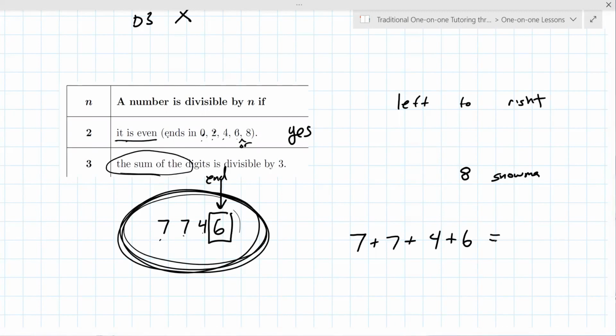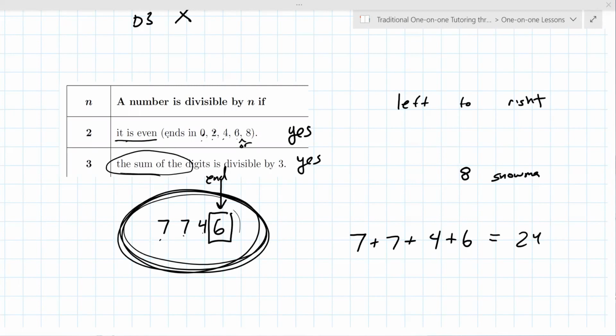7 plus 4 plus 6. Oh, I'm sorry about that. 24. Okay. Is 24 divisible by 3? Yes, it is. So is this number divisible by 3? Yes, it is. Okay. Let's look at another divisibility rule.